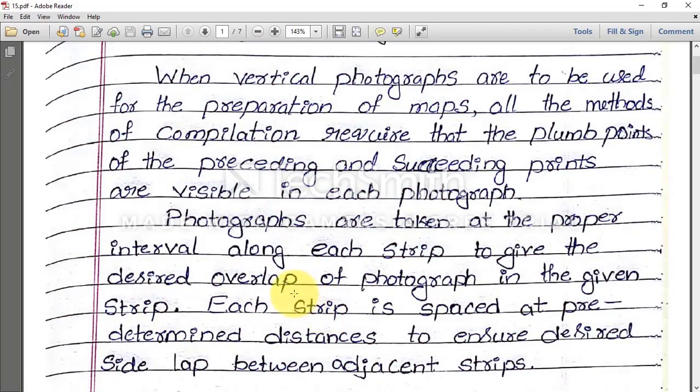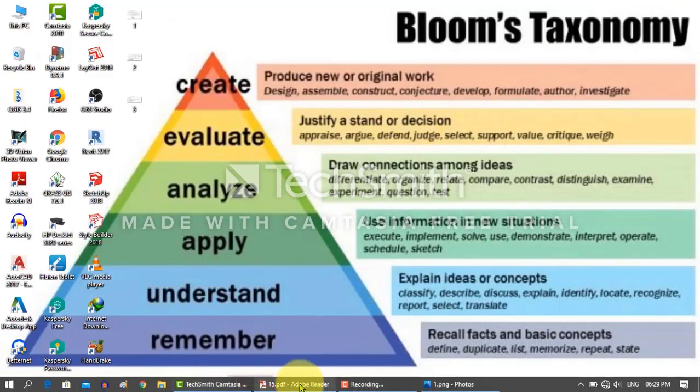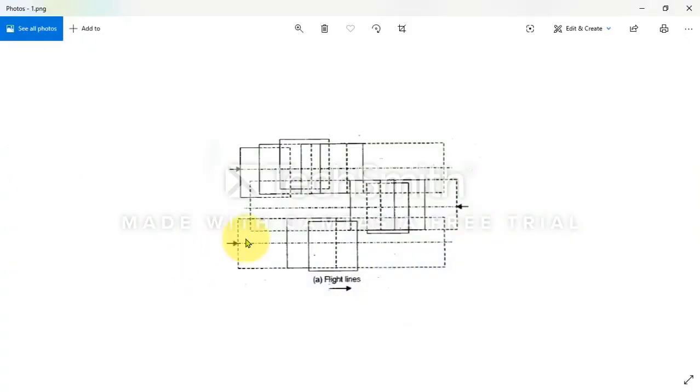Now each strip means this is one aircraft line. The distance between the first aircraft line and the second aircraft line strip: each strip is spaced at predetermined distances to ensure the desired side lap between the adjacent strips. So that we will discuss by seeing this figure. In this one you can see, this is the first flight line, this dotted line.